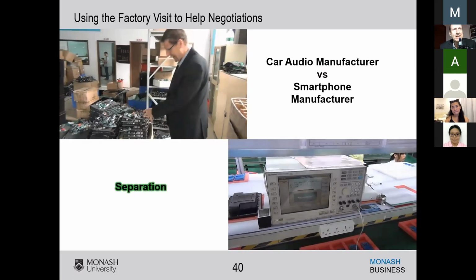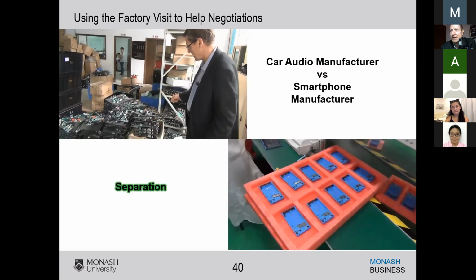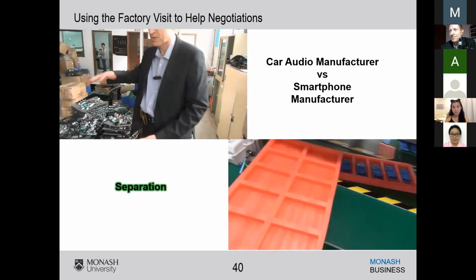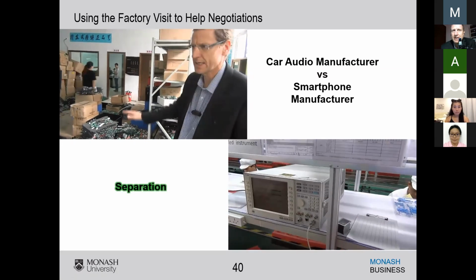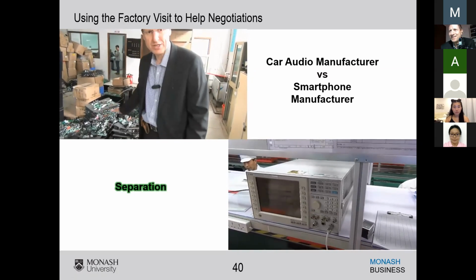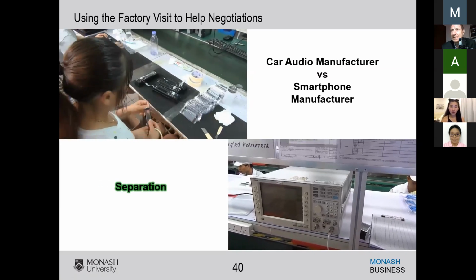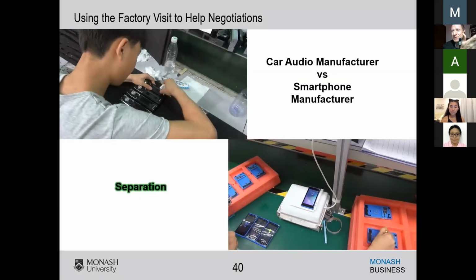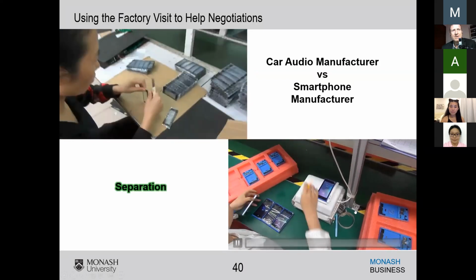And basically the one at the top, do you know which factory that is? Do you think it's a USB manufacturer or that high-end car audio manufacturer? Audio. It's the car audio manufacturer. Can you believe that? It's the car audio manufacturer. But they still have challenges with separation. The one at the bottom, they're making smartphones, and look at that.